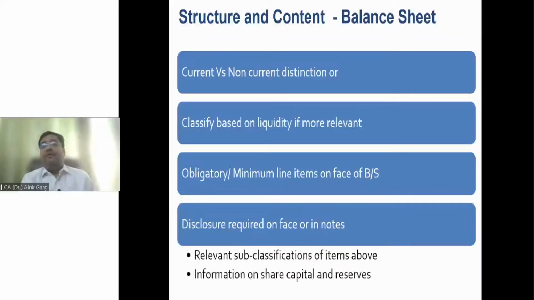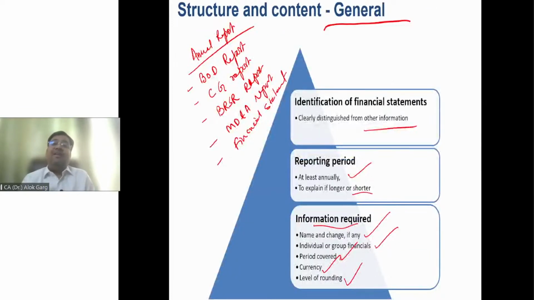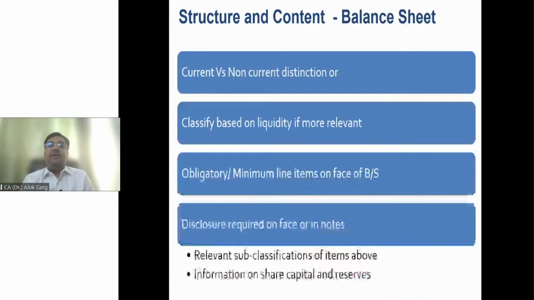So friends, that was general information regarding structure and content. Now come to the specific structure and content relating to the component. Now let's discuss the balance sheet. The balance sheet has to be bifurcated into current and non-current. You all understand what is current and what is non-current? So the balance sheet has to be classified into current and non-current. The liquidity basis classification is not allowed.